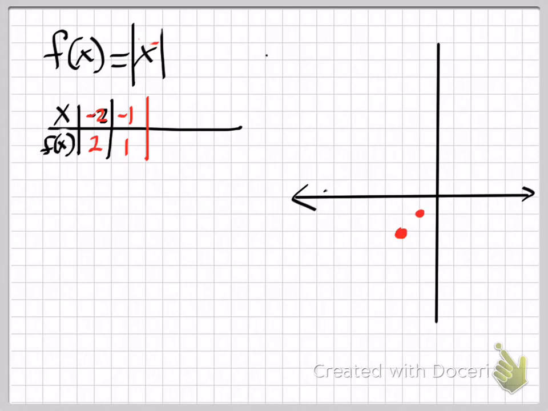When x is -1, I'm going to plot it. Oops, what am I doing wrong here? Just for the recording. Okay, so it's -2, +2. And then I have -1, +1. What's the next one going to be, Sierra? 0, 0. Good, let's try a 0. We get to the origin.